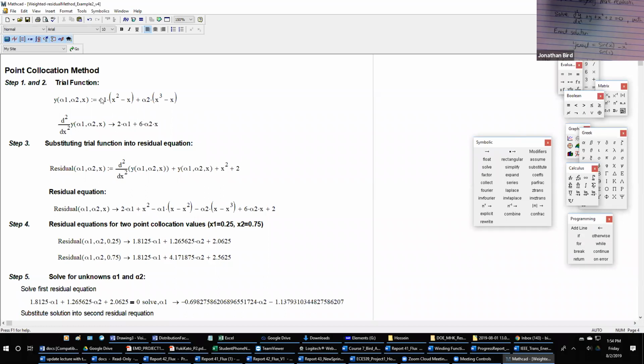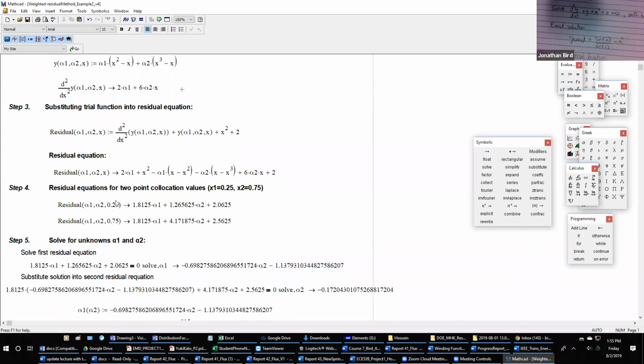Okay, so we've got our trial function here that I wrote out, and this is the second derivative. This is in MathCAD, so you can solve it in MathCAD. And then you get the residual here, and I've written it in terms of alpha 1, alpha 2, and x.